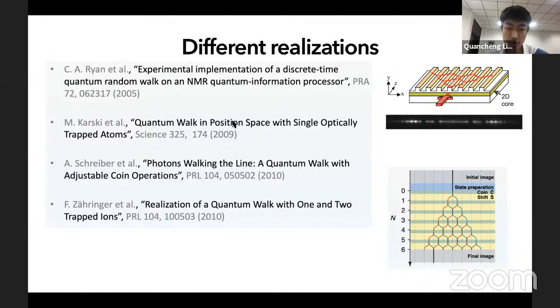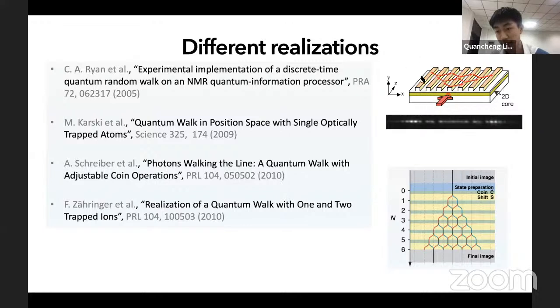so this is, for example, an experiment realized with optically trapped ions. That is, you have a laser to produce a field, and you inject an atom, and this atom is like our quantum walker, and you make the atom walk in this optical field. And also there are trapped ions in a lot of ways.